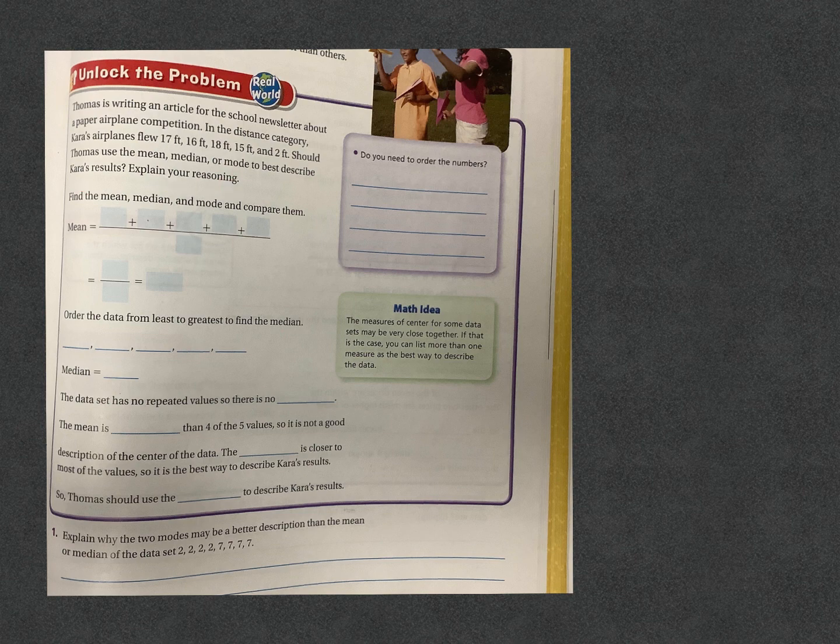Explain your reasoning. Well, they're going to walk us through finding the mean, finding the median, and we'll look at the mode as well. And then we'll decide which was a better or more accurate depiction of her data. They asked us, do you need to order the numbers from least to greatest? We will need to, because remember, for median, we need to do that. So yeah, I will need to do that for median.